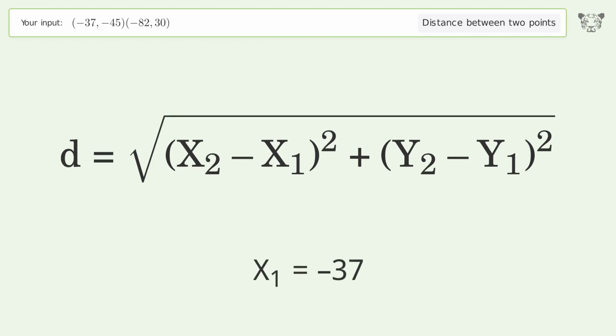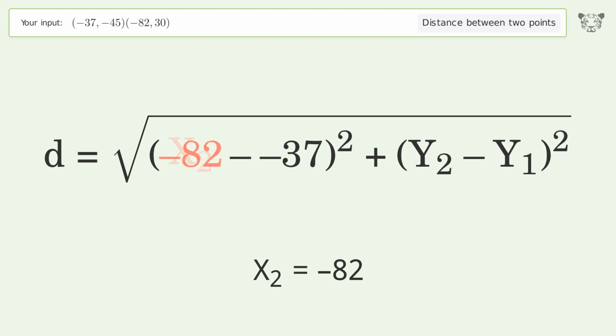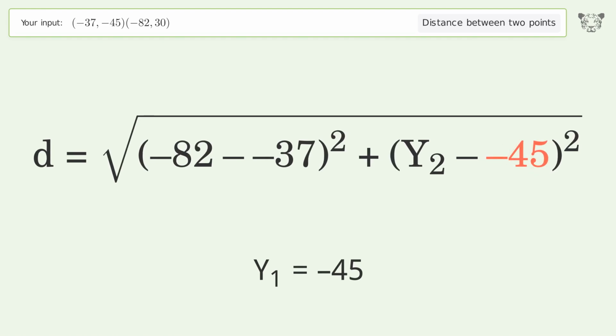x1 equals -37. x2 equals -82. y1 equals -45. y2 equals 30.